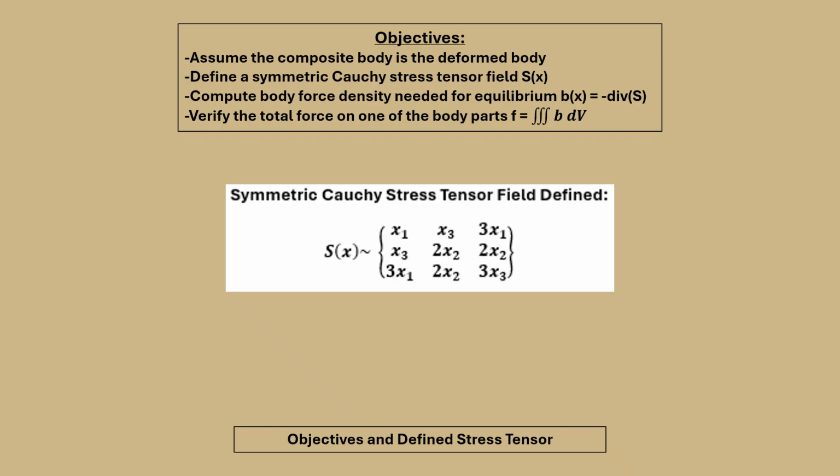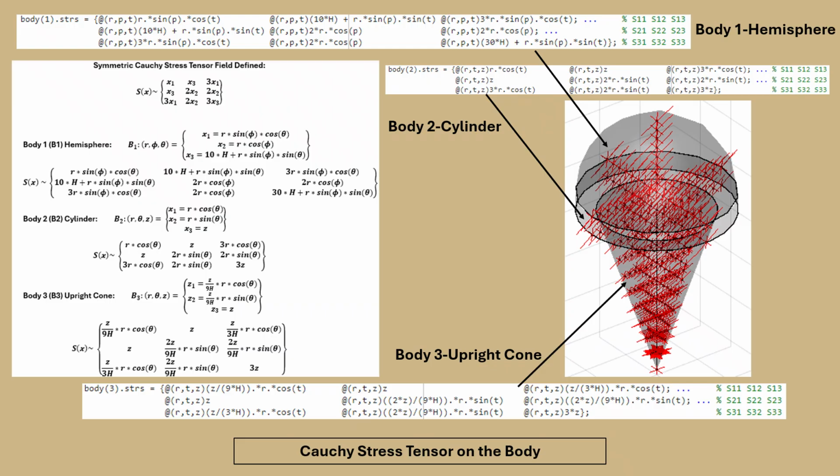Right below is my symmetric Cauchy stress tensor field from last week. This slide is a repeat from last week. It's just a quick overview of what my stress field looks like when you apply it to each of my bodies. So here's my stress field up on top, and then it's applied to the hemisphere, and then the cylinder, and then the upright cone. And you can also see my MATLAB code of each of the stress fields respectively.